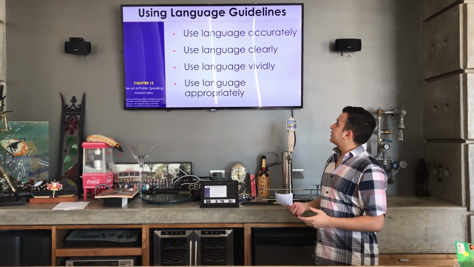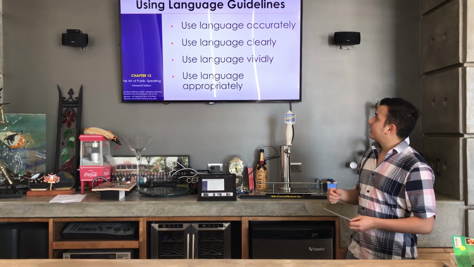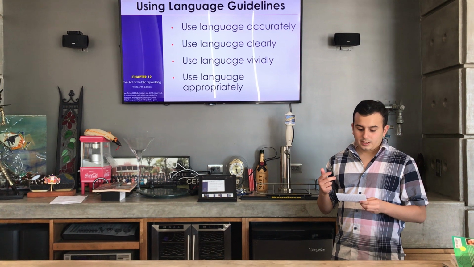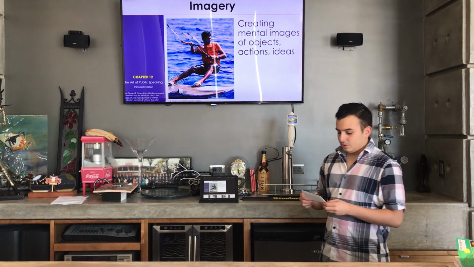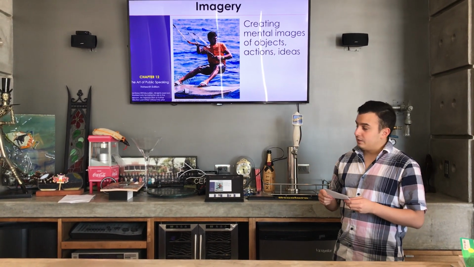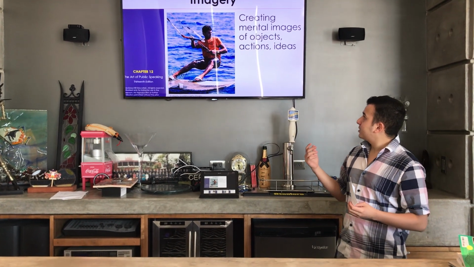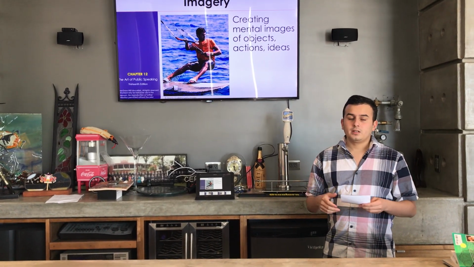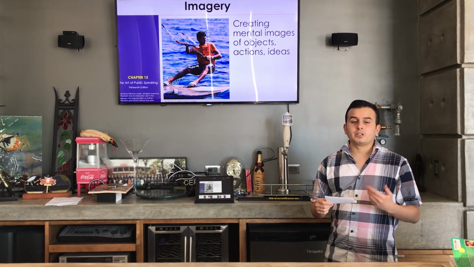So when using language, there is some guidance that we need to follow. You need to use language accurately, clearly, vividly, and appropriately. One of the things that you want to do when you use language is the use of imagery, which is creating mental images associated with ideas with the words. That's part of making the usage of language vivid.